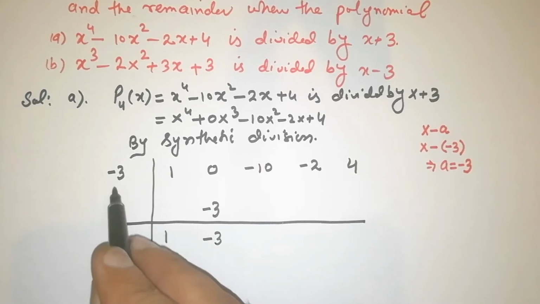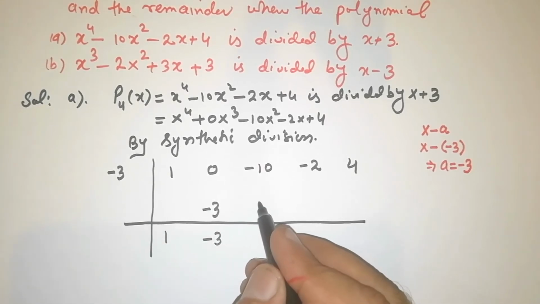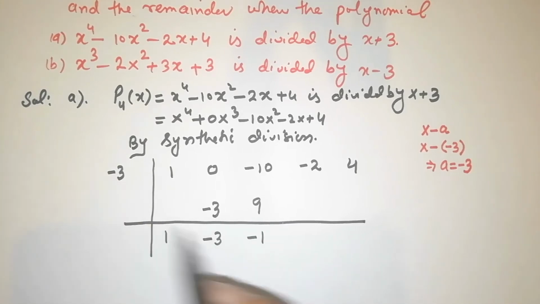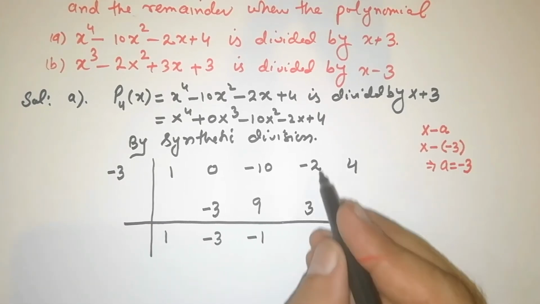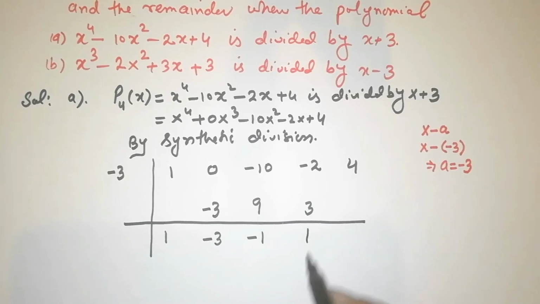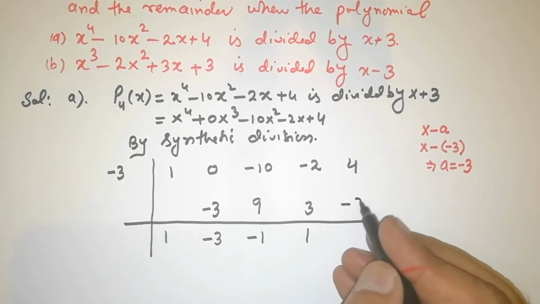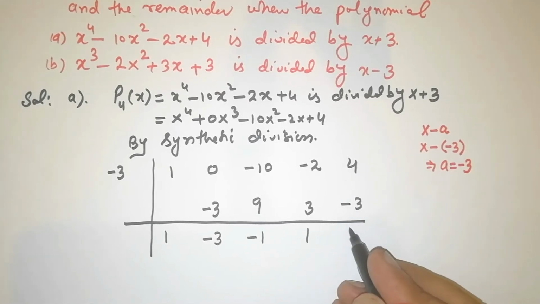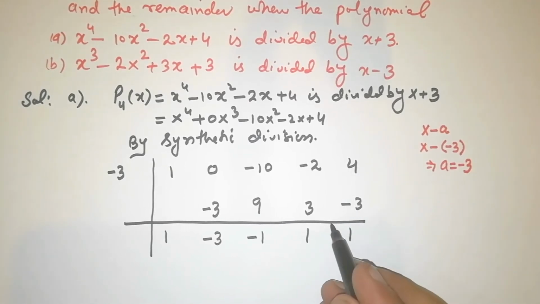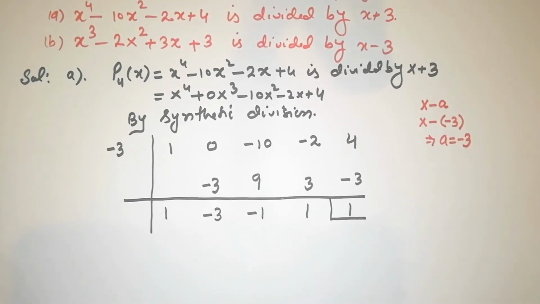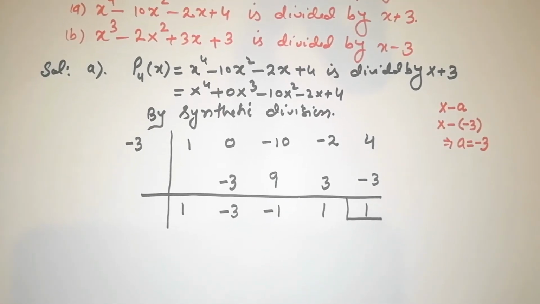This minus 3 is multiplied by this minus 3, we get the answer 9, and add these two terms, we get minus 1. This minus 1 is multiplied by minus 3 gives plus 3, we add this, we get 1. This 1 is multiplied by minus 3, we get minus 3, and we add these two terms, we get 1. This last term you can draw here. This last term 1 is called the remainder.